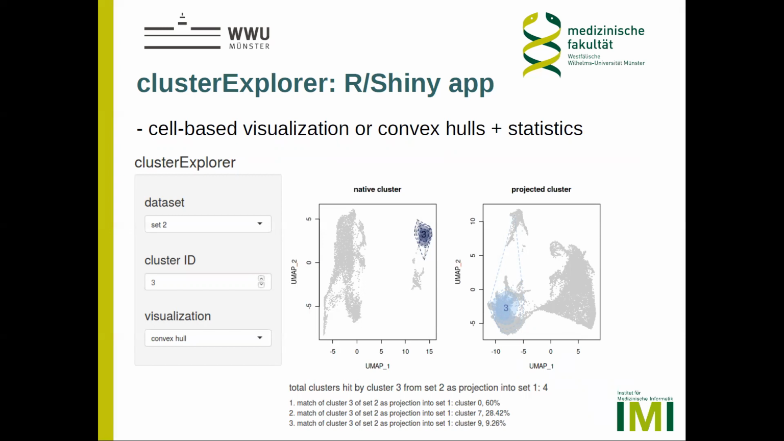So you can basically see in the middle here, this cluster 3, this darker blue. It's quite compact in this native clustering. And there are some outlying cells in the projected cluster. So you can see that the outer line here, the outer convex hull of the 100% of the data, is a bit larger here. We have also some statistics. They are based on the overlap of these cells with a projected or with a full cluster clusterings. So you can see that if you project this cluster 3 into the full data set, you get not a perfect match, but you get cluster 0 with 60% overlap of these cells, and then almost 30% for this cluster 7.